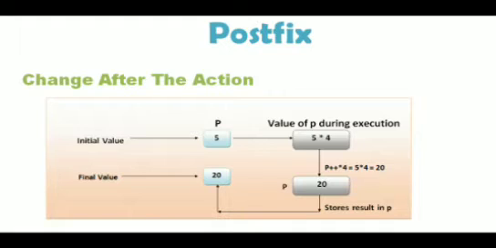For example, p is equal to 5, p is equal to p++ * 4. So here the value of p is 5. The value of p during the operation will remain 5, so 5 * 4 since it is postfix. So 5 * 4 is 20.